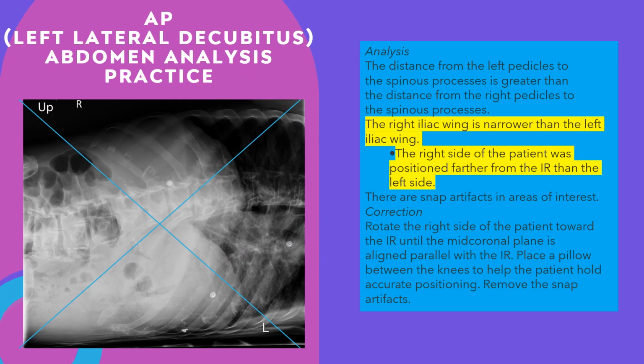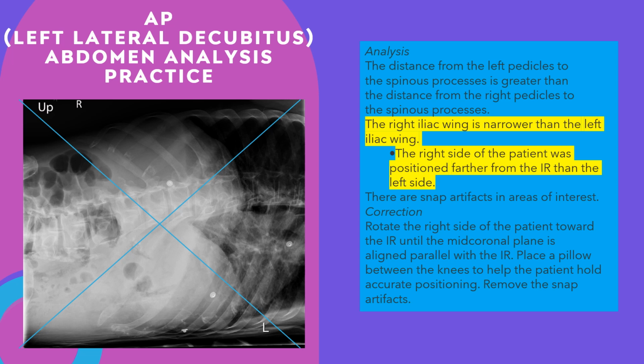AP left lateral decube abdominal image analysis practice. Number 1, the distance from the left pedicles to the spinous process is greater than the distance from the right pedicles to the spinous process. The right iliac wing is narrower than the left wing, but you can barely even see the left wing on this image.